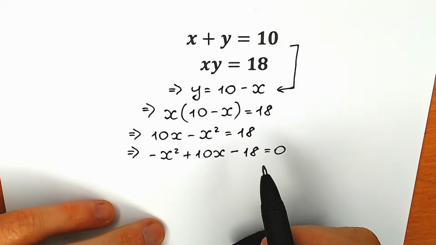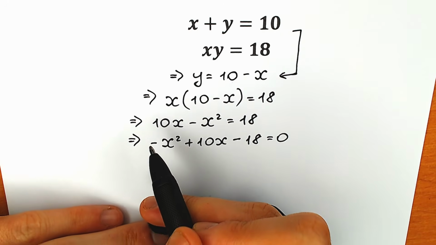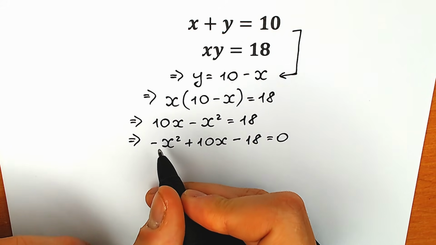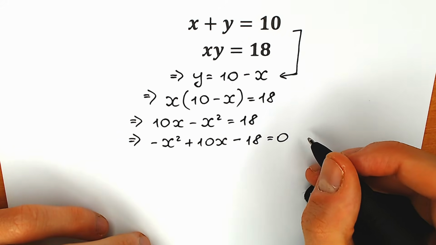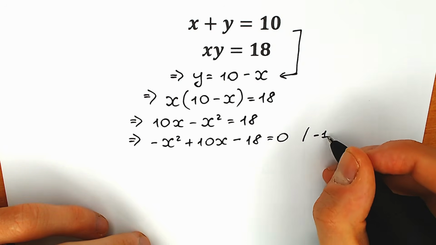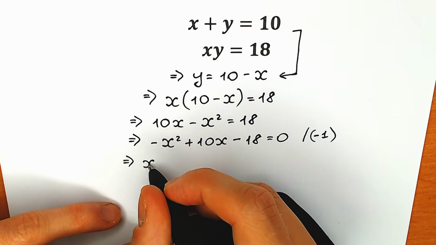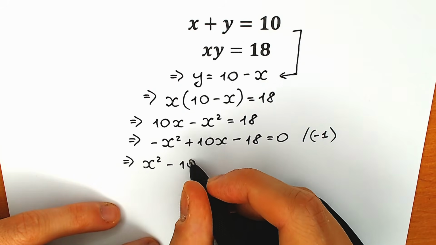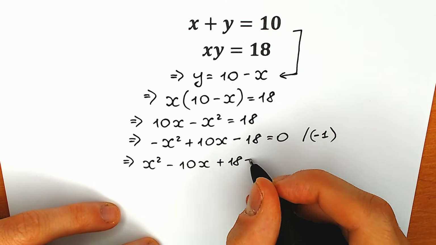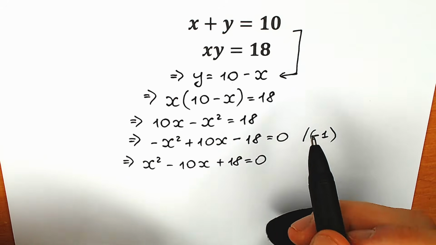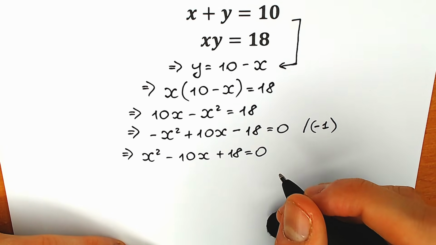And one final moment, because this negative sign is not good for us. Everyone likes when we don't have a negative, when we have a positive, a classic order of signs. So our final step is to multiply or divide by minus 1. As a result, we have x squared minus 10x plus 18 equal to 0. So this is our quadratic equation. And right now, after all of these manipulations, we can solve it.